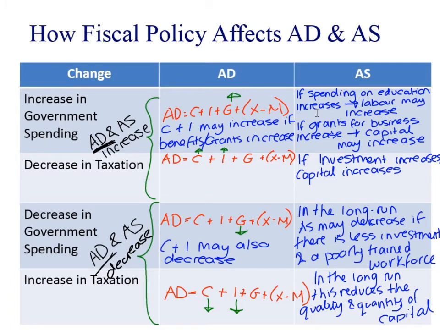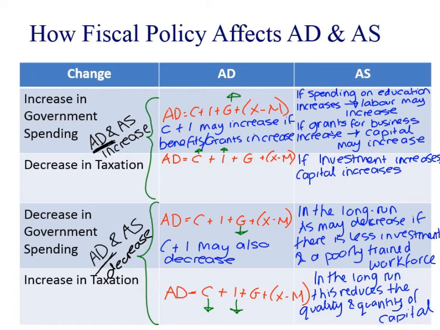If you decrease the income tax rate, you should increase consumer expenditure because people have more real disposable income to spend. If you decrease corporation tax, you should increase investment. And we know that if you increase investment, capital quality should increase on your AS curve. Both of these things we're looking at are reflationary fiscal policy. Both of these things down here are deflationary fiscal policy. So if you decrease government spending, the opposite happens. Increase taxation, the opposite to what happens up here.